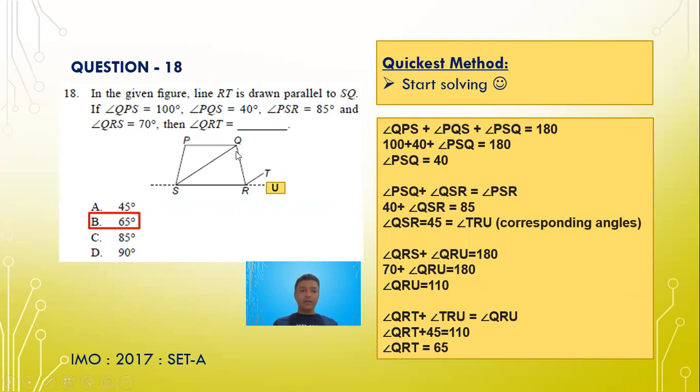So that's how you arrive at the angle. QRT is 65. So again, a very good question. Practice, practice, practice, because maths is all about practice.